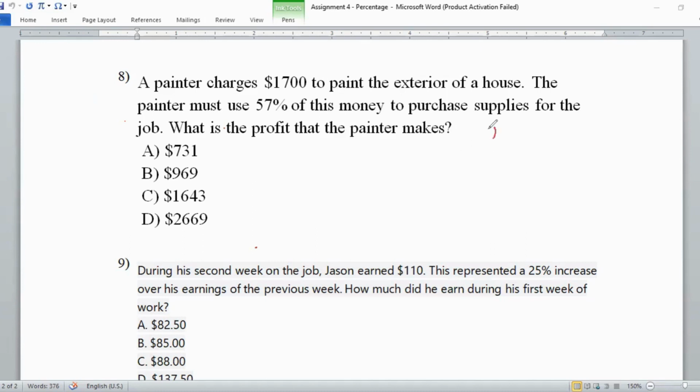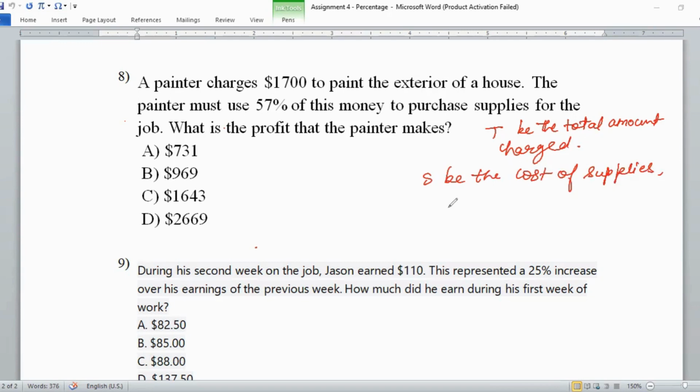Okay, T be the total amount charged, S be the cost of supplies, and P be the profit. We have this information with us. Now what we can do is to calculate the cost of supplies. First, we will take S equals 57% of T, and T is what? The total amount. So 57% means we can write 0.57 into T.